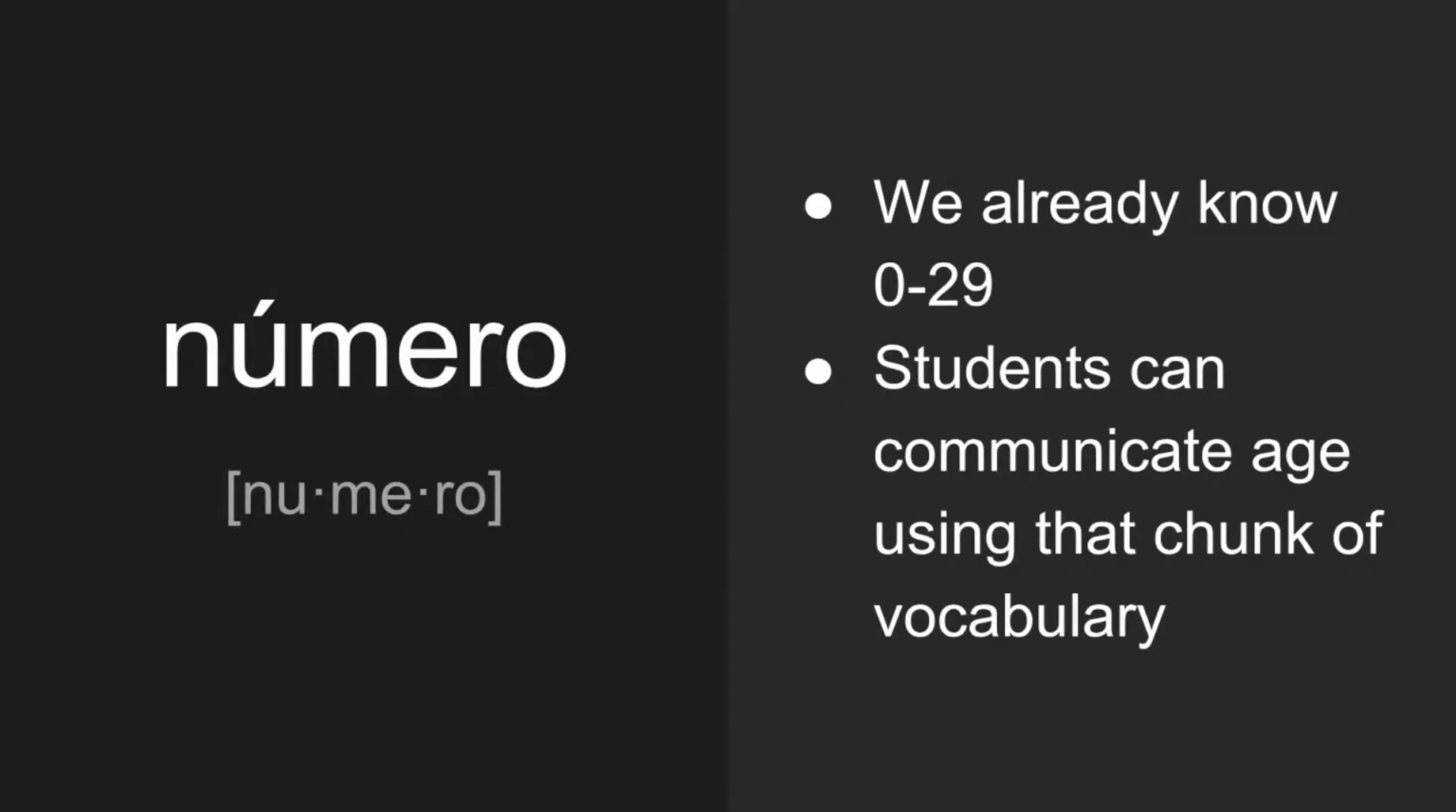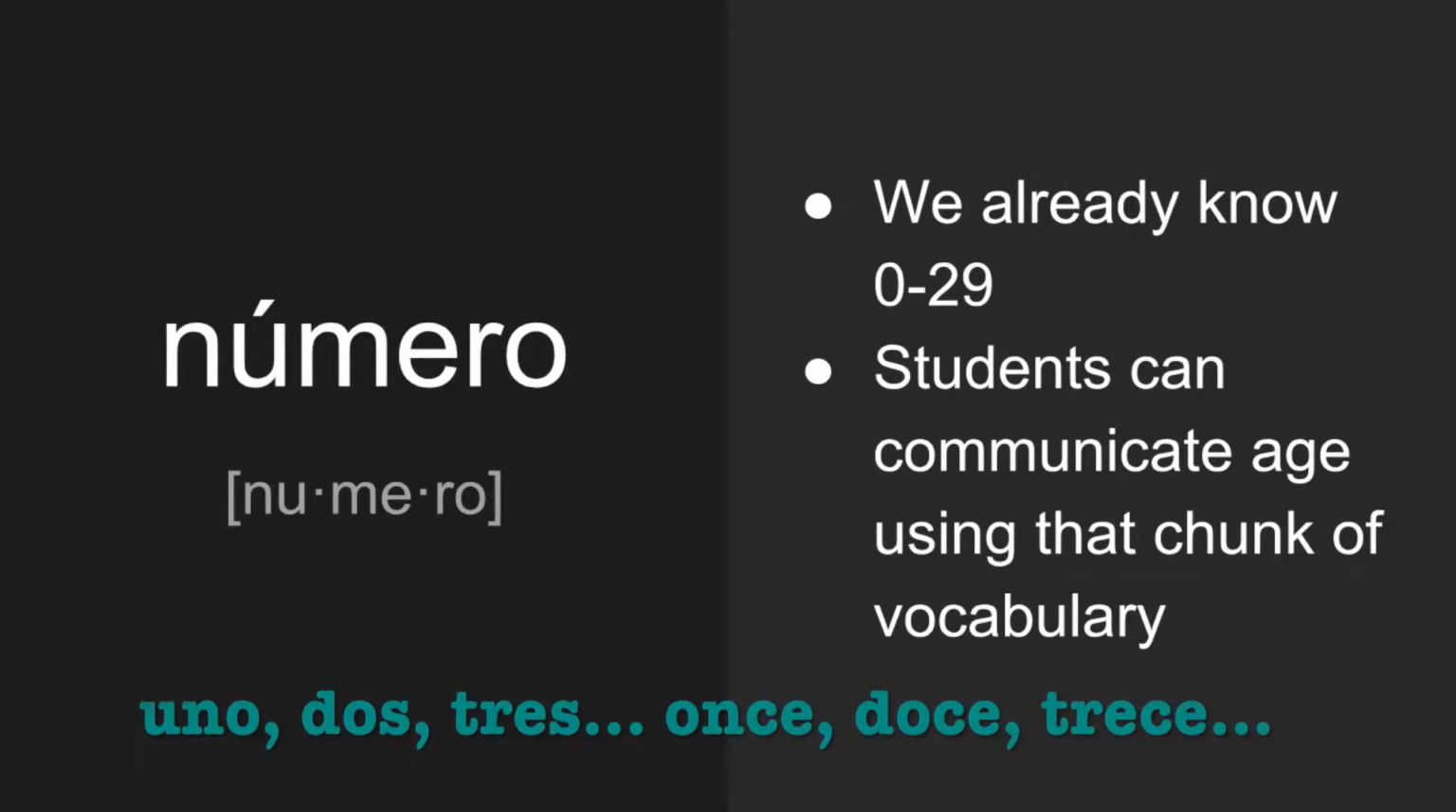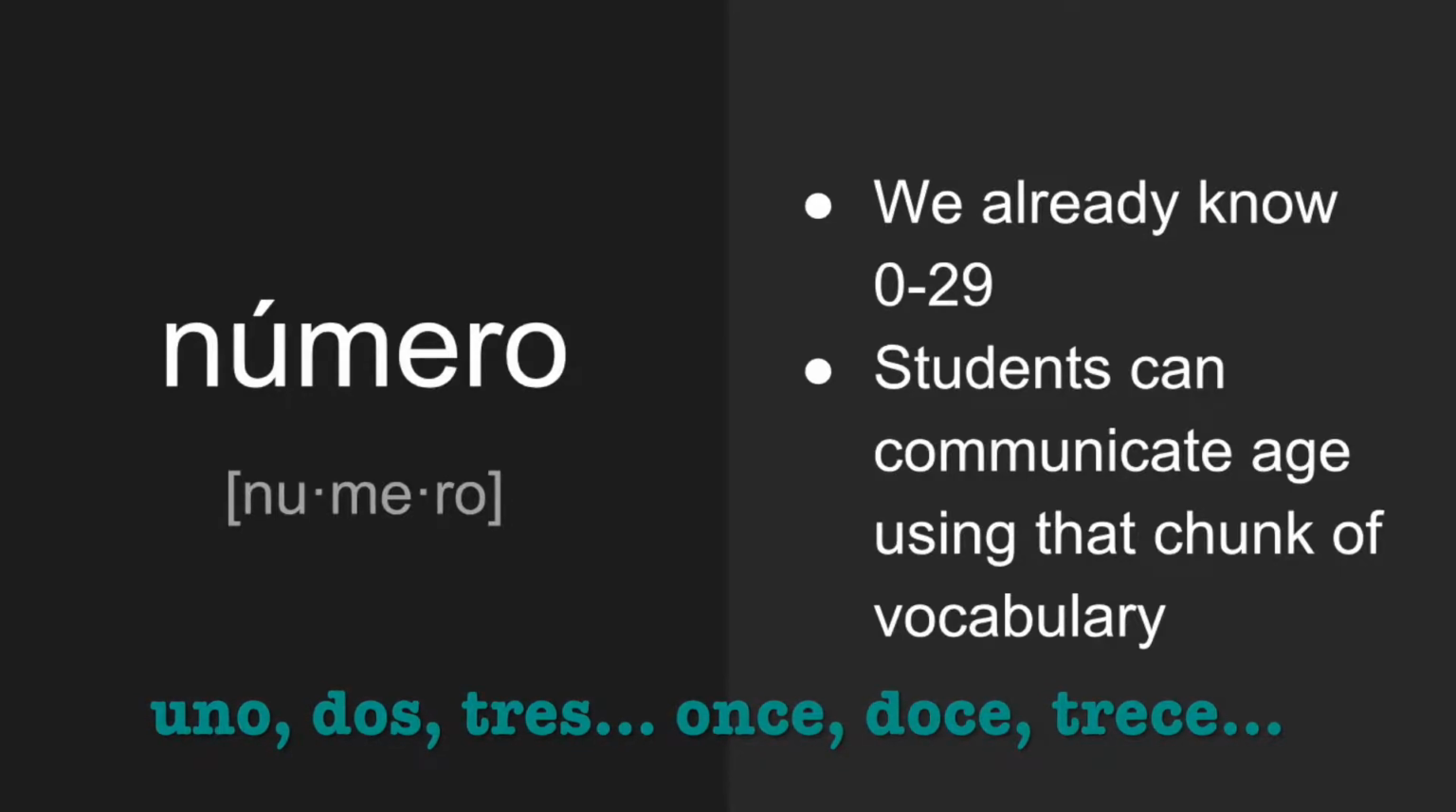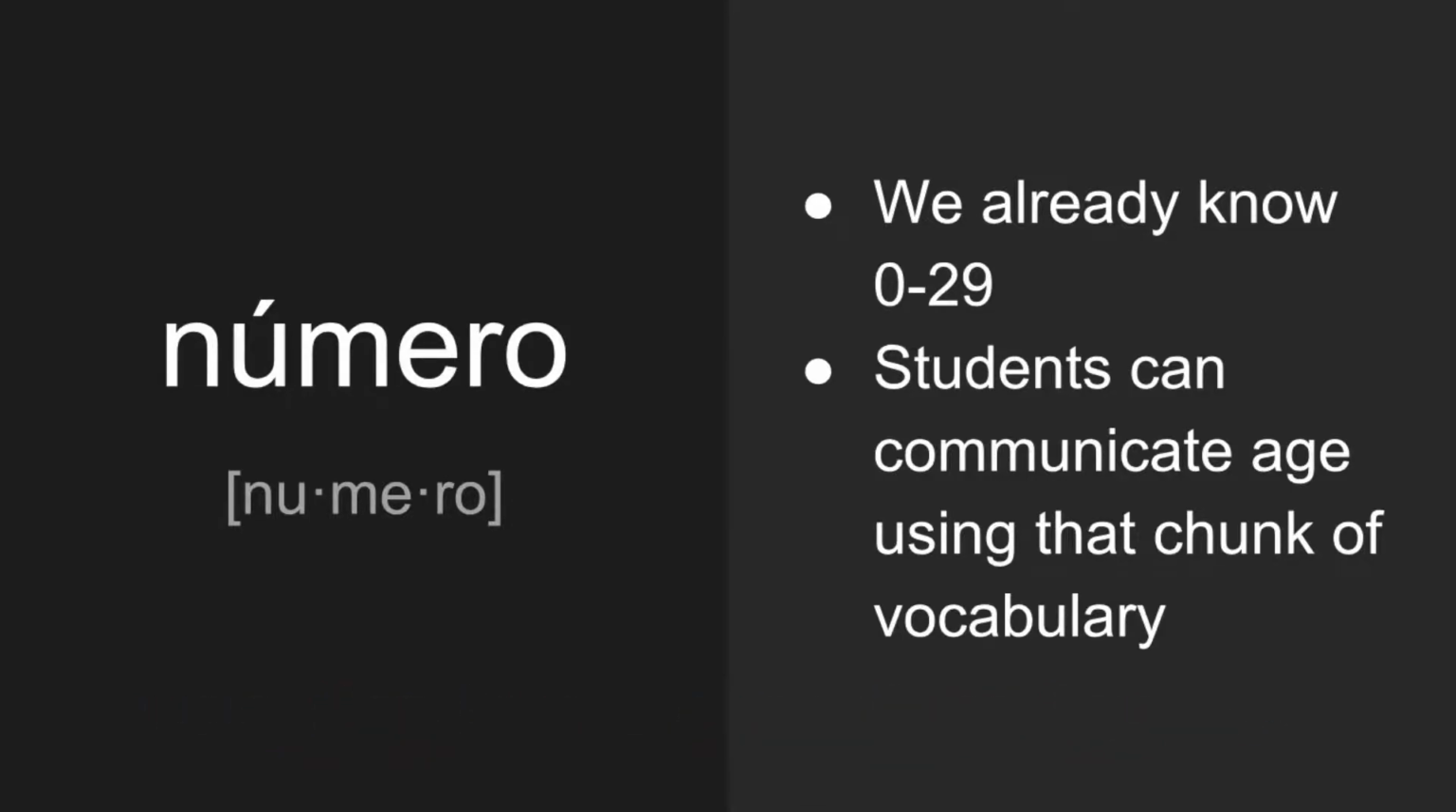The next word we have is the número. Repita, número. The word número means number, and so here you would insert a number. We have already learned the words for 0 through 29, and so most students can communicate their age using that chunk of vocabulary. If you are older than 29 and you are still in 8th through 12th grade, we may need to have a conversation, because that's probably not such a great thing.